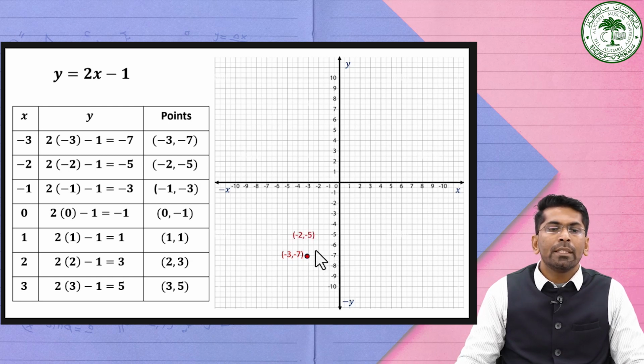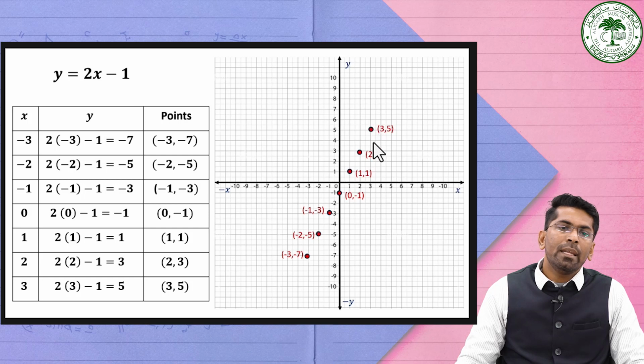Now the second point, that is -2, -5. It will be here, that is -2 and -5. Then similarly we have -1, -3, the point here. And 0, -1: when the x value is equal to 0, then y is equal to -1. This is that particular point. Similarly, 1 and 1 we have plotted here, and 2, 3 which is here, and finally we have 3 and 5. So these are the various points which we have plotted here.